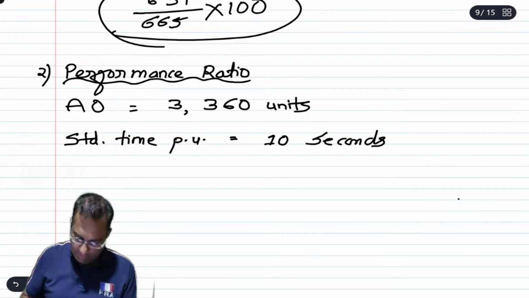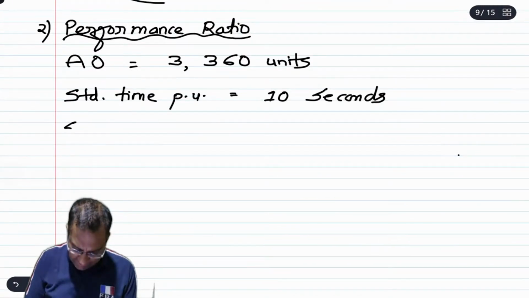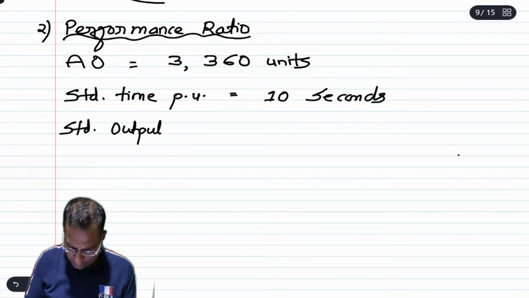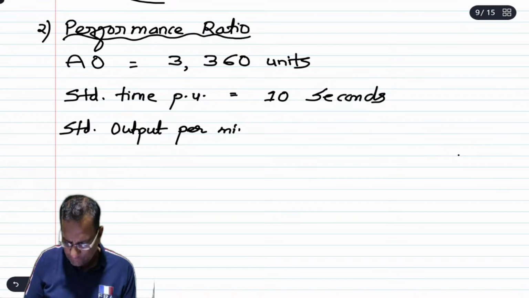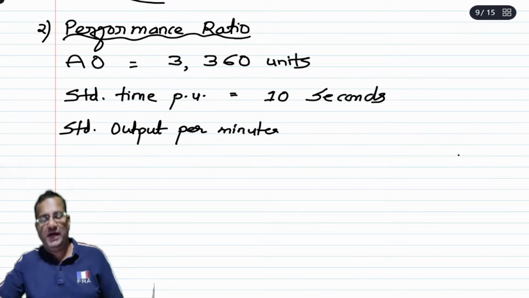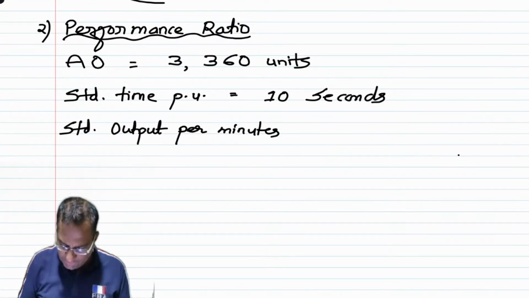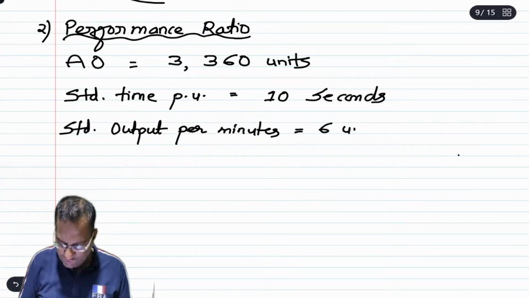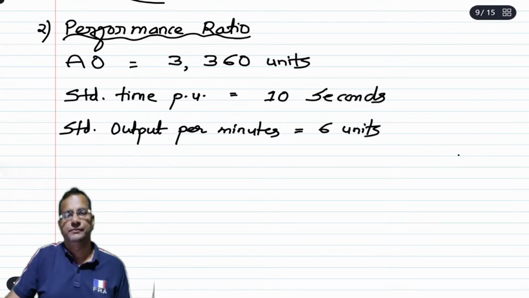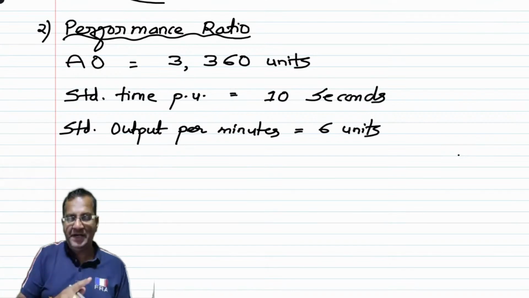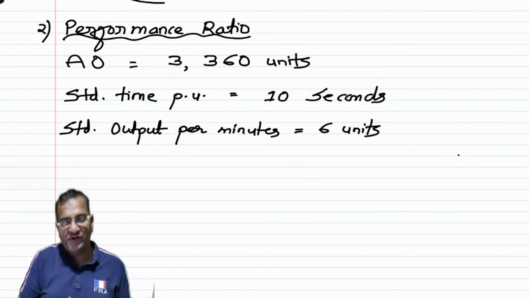क्लियर है? So I can say standard output per minute. If a unit is to be manufactured in 10 seconds, then in a minute, how many units should be manufactured? 6 units should be manufactured. चलेगा? Standard time per unit is 10 seconds. In other words, the standard output in a minute should be 6 units.